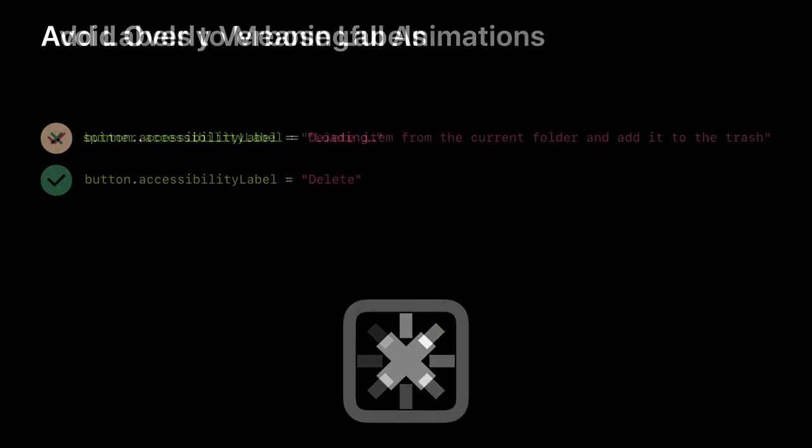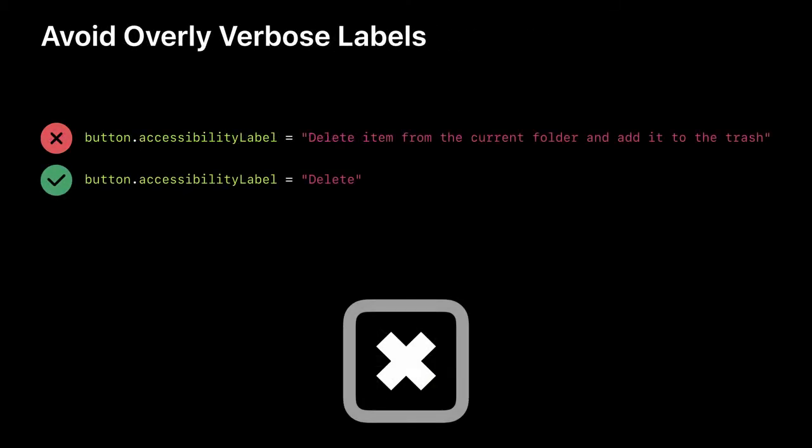So this, Delete item from the current folder and add it to the trash button, that is too verbose. Remember, we want these labels to be as succinct as possible. And the context really makes things in your app clear. So this Delete button would be just fine.